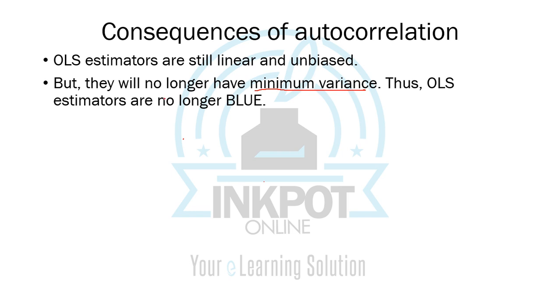That is, the standard error, or rather the variance of these parameters, beta 1 hat, beta 2 hat, or small b1, small b2, will no longer have the minimum variance property. So in that sense, OLS estimators are no longer BLUE, and that's the first consequence, by the way.